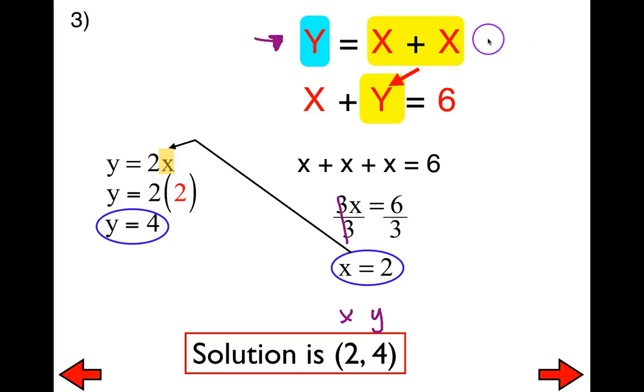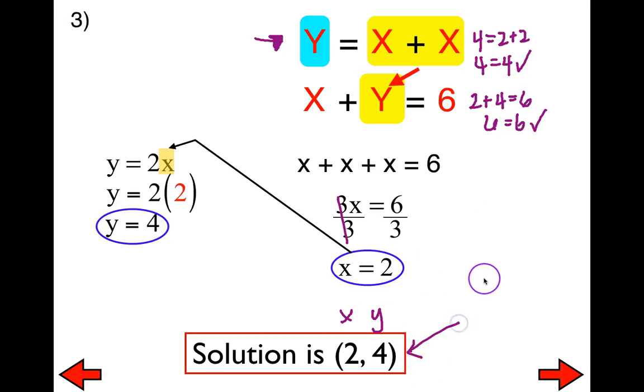So real quick, let's double check to see if the solution works. y is 4. Does 4 equal 2 plus 2? It sure does. Second one, x, which is 2, plus y, which is 4. Does that equal 6? It certainly does. So again, hopefully you came to the conclusion that the solution is 2 comma 4.